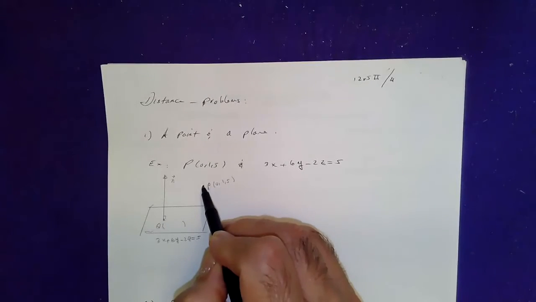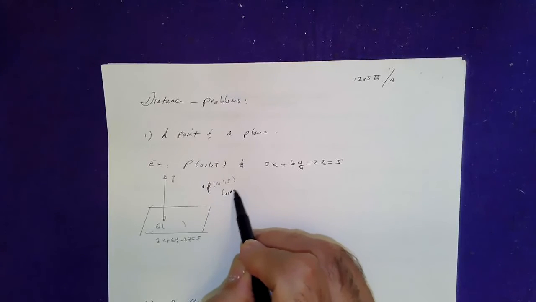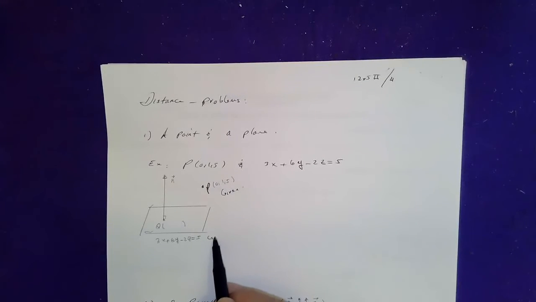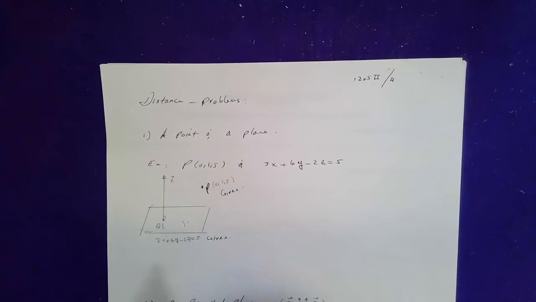So here is the point, let's say point P, which is given to us. So this is given, and the equation of the plane is given. I'd like to find the shortest distance between this point and this plane. How would I do that? Well, pick a point on the plane.